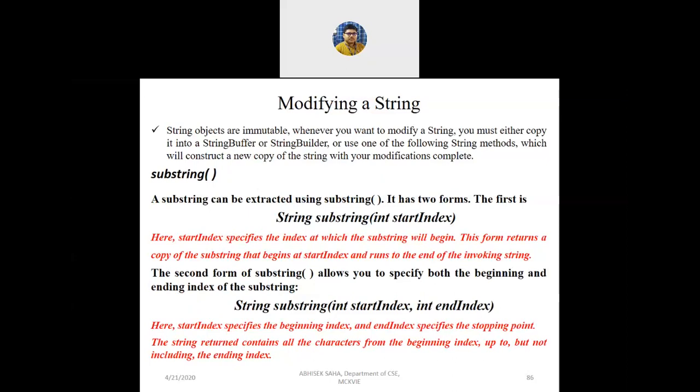Immutable means you cannot modify it. Whenever you want to modify a string, you must either copy it into a StringBuffer or StringBuilder, or you have to use one of the following string methods which will construct a new copy of the string with your modification complete. That is a very important point. You cannot modify a string object because the string object is immutable.